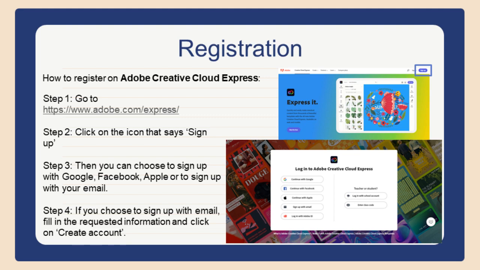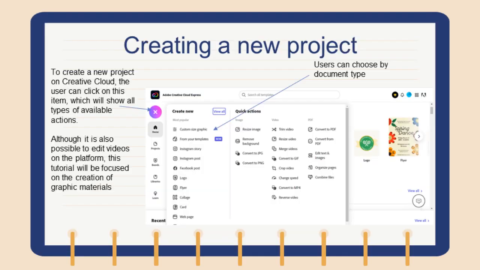If you choose Google, Facebook, or Apple, it will automatically link your account or ask you to log in with your account. If you choose to sign up with your email, you will have to fill in some personal data and then click on Create Account. Once your account is created, you can start working on your projects.